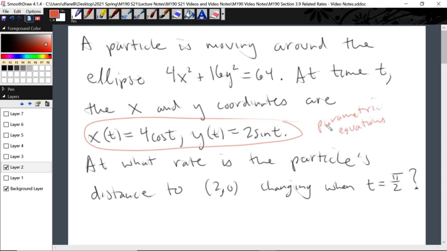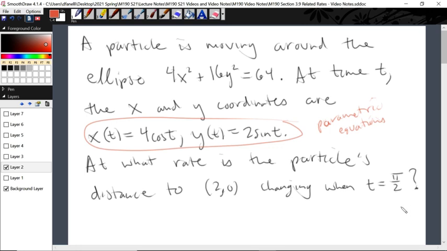which can be used to describe the motion along this ellipse. If you have any questions about parametric equations, you can set up an office hour. It should be something you've been introduced to in a pre-calculus course. But here you're being given the parametric equations for this ellipse. At what rate is the particle's distance to (2, 0) changing when t is equal to pi over 2?